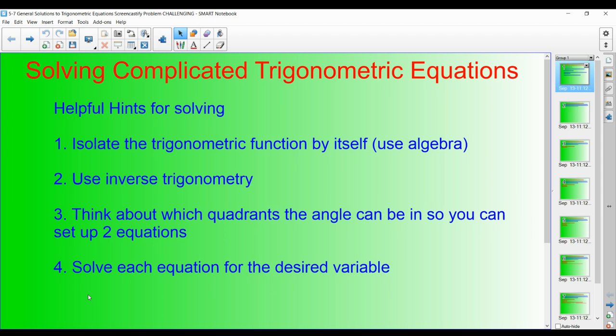Now we're going to look at a more challenging trigonometric equation problem. What happens if you have multiple solutions, or if you have something inside the trig function that's not just theta or x? Our helpful hints remain the same. Get the trigonometric function by itself, use inverse trig, think about which equations to set up and which quadrants we have to be in, and then make sure we answer the question.